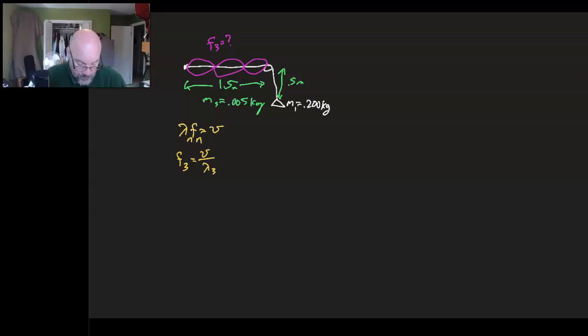So what we have to find now, we have to find the velocity, so it doesn't tell us the velocity, and we have to find the wavelength. Okay, so let's start with finding the wavelength.